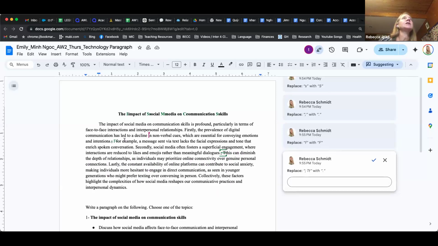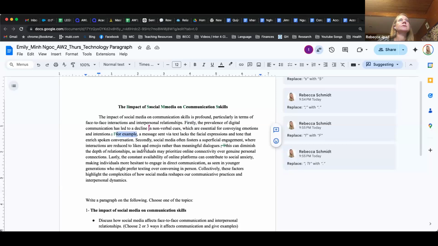So we have here another good example of these transitions. Firstly, for example. Secondly, lastly. And then this is another way to come to a conclusion. Okay, so that's very good.